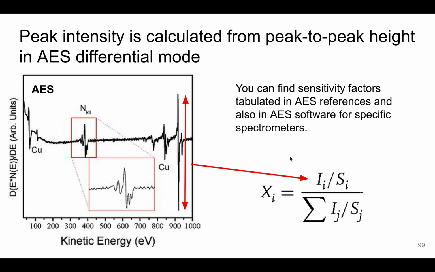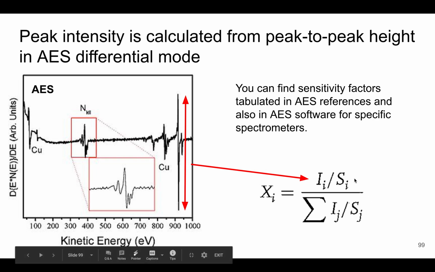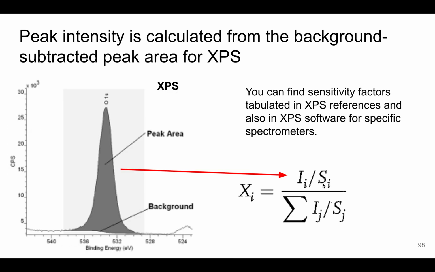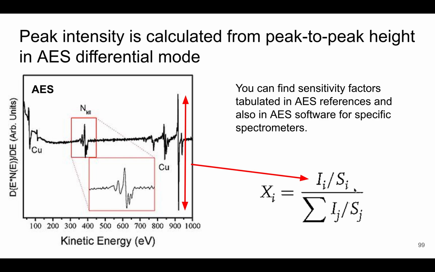So the amount of component we have for XPS and AES has the same equation. The only difference is the peak intensity is peak to peak height for AES, and then going back here, peak area for XPS. And you're obviously going to find different sensitivity factors for AES and XPS, depending on the instrument you're using, the spectrometer, and the different elements. So all of that will be dependent as well on the instrument, but same general formula.